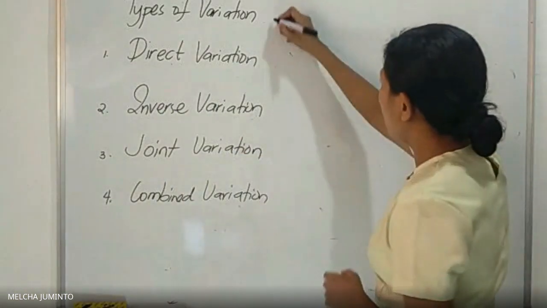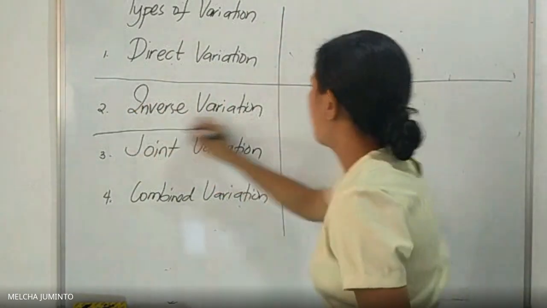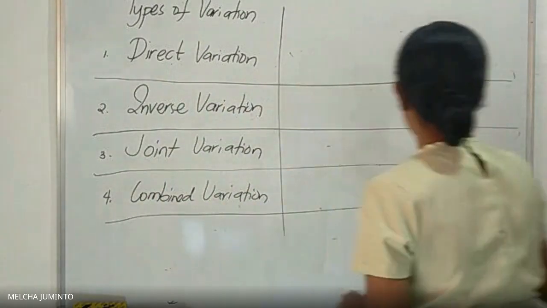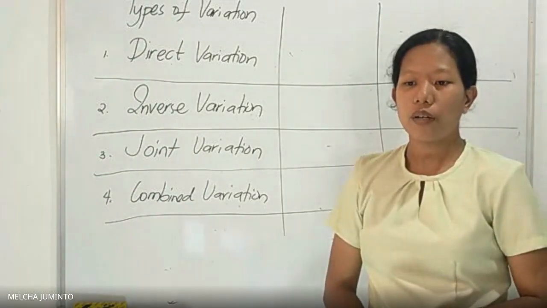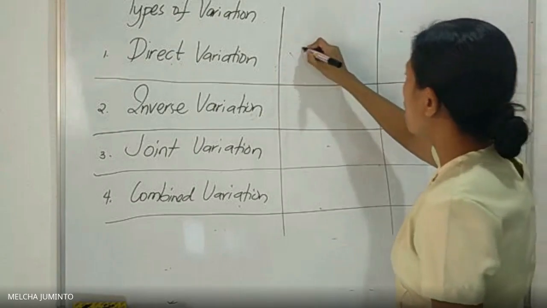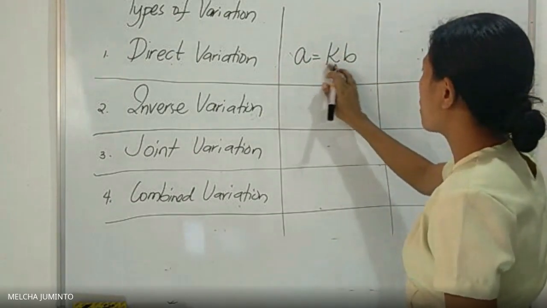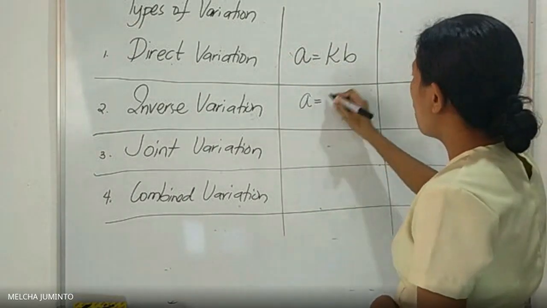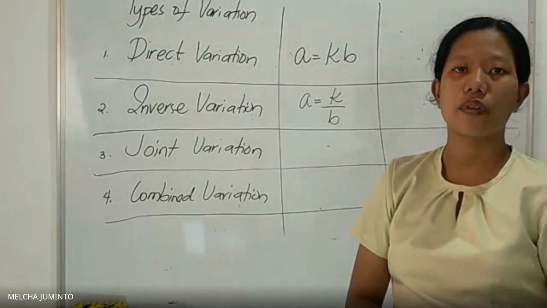To give some examples, you can write this as a table. For direct variation, you can write, for example, let's use A varies directly as B. So you have A equals KB. For inverse variation, it will be A varies inversely as B. Should be A equals K over B.